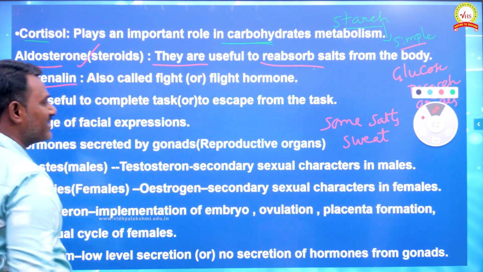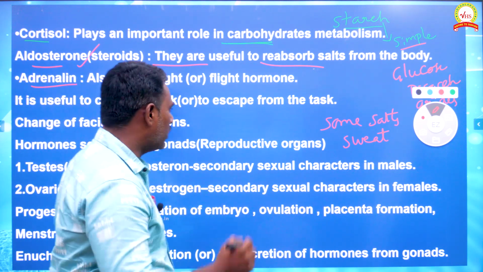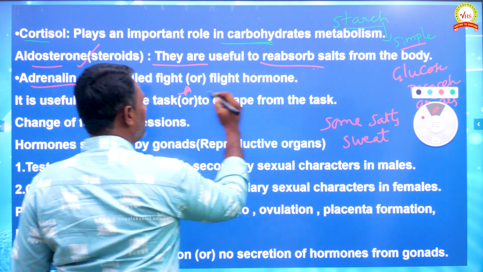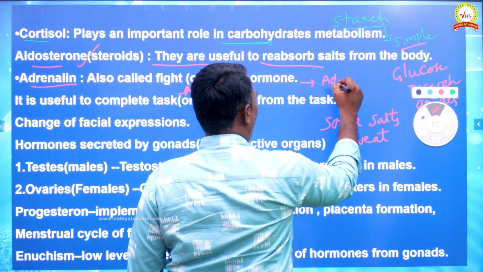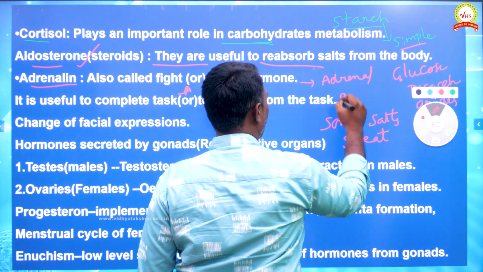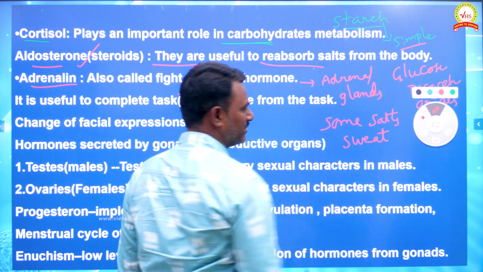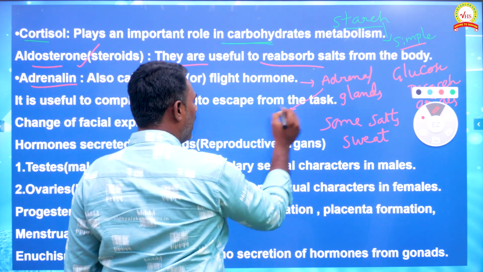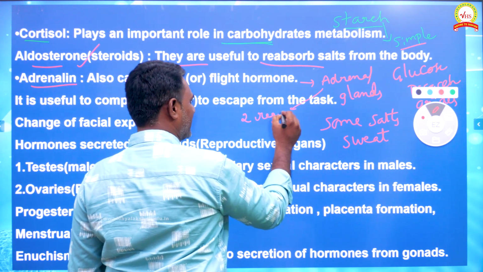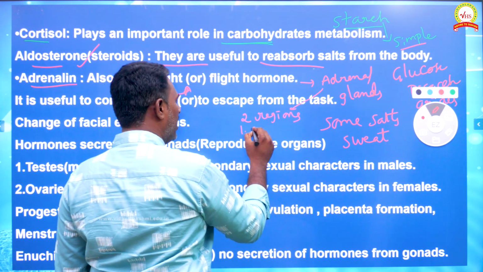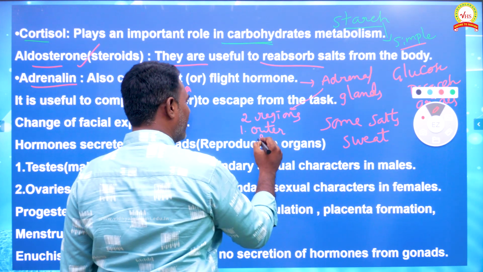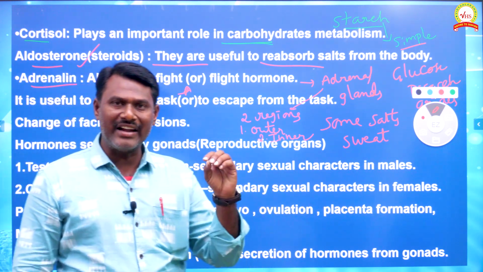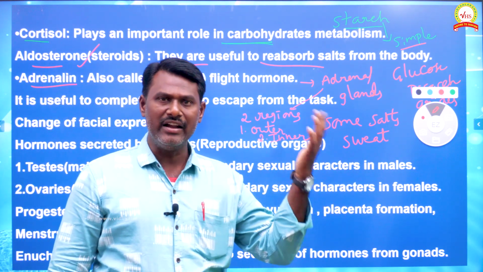The next hormone we can call adrenaline. Very, very important. Adrenaline is produced from the adrenal glands. When we observe the adrenal glands, they consist of two regions or two layers: the first one is called the outer membrane and the second one is called the inner membrane.